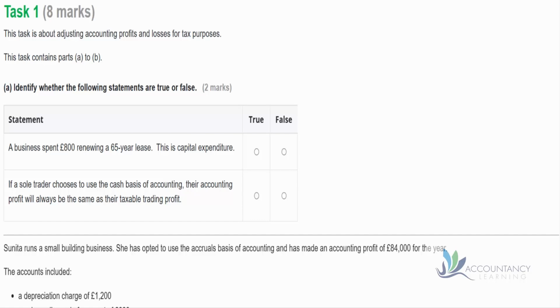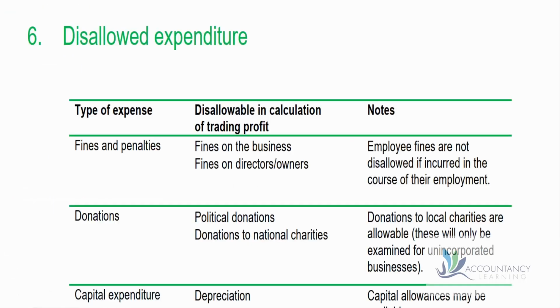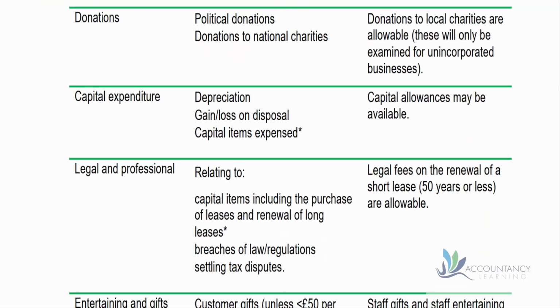The first then, a business spent £800 renewing a 65-year lease. This is capital expenditure. So ordinarily we'd think about capital expenditure in terms of buying a non-current asset. But in this case, we're not buying an asset, we're renewing a lease. So to help us, we have the reference materials, and we're looking at section 6 now. If we look at capital expenditure, there's information there about depreciation and gains and capital items expensed. But that doesn't really help very much.